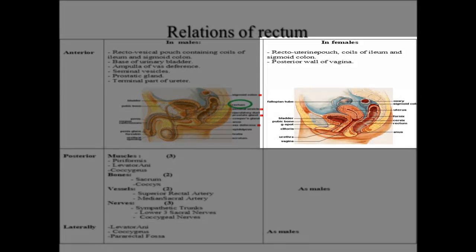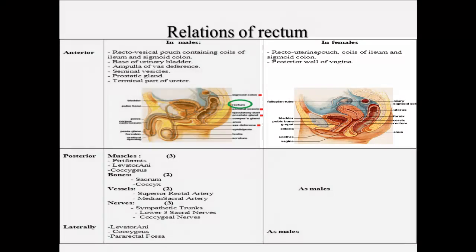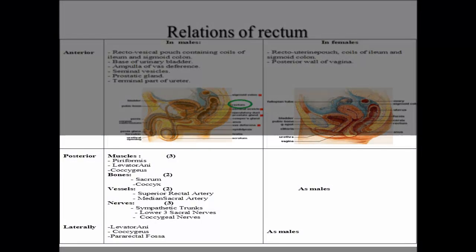In female, over the anterior part, there is rectouterine pouch, coils of ileum and sigmoid colon, and the posterior wall of the vagina. Over the posterior and the lateral part, males and females are the same.